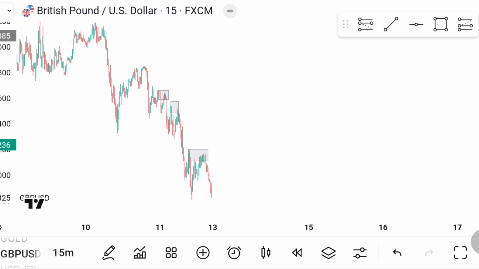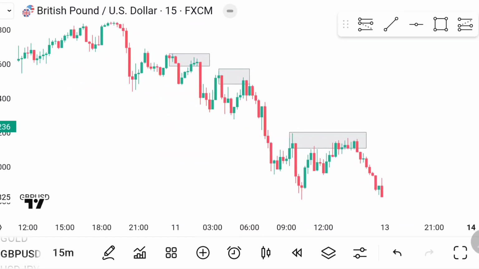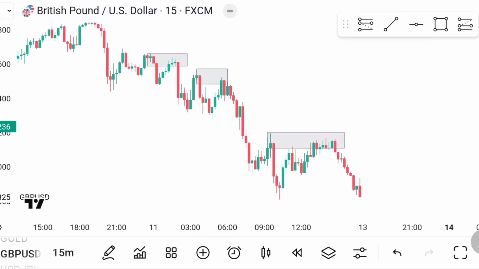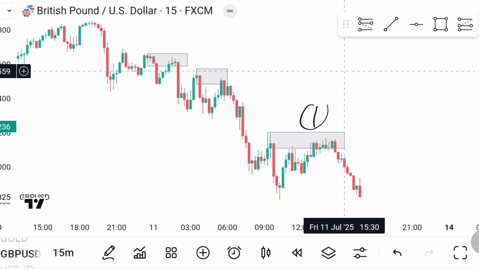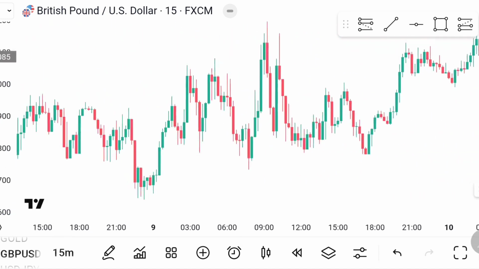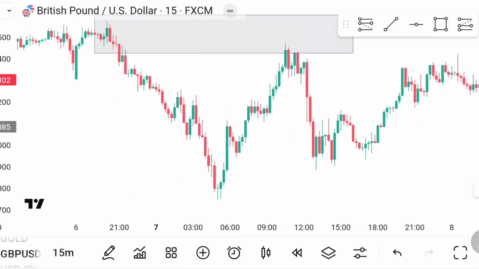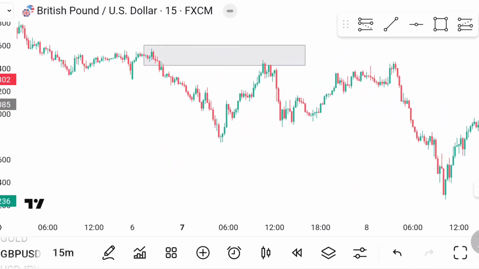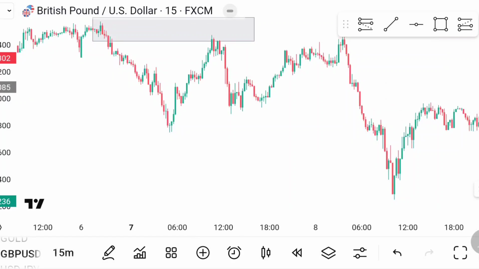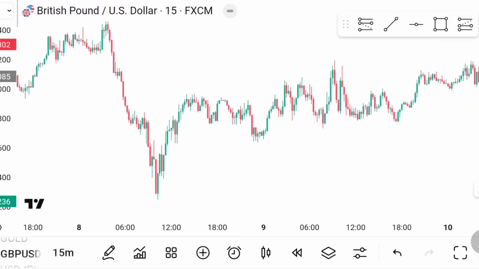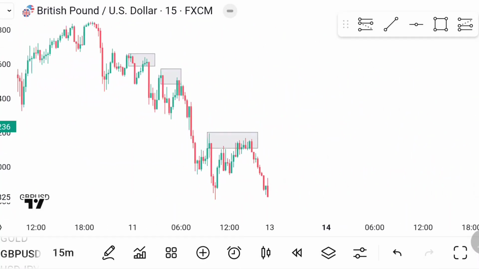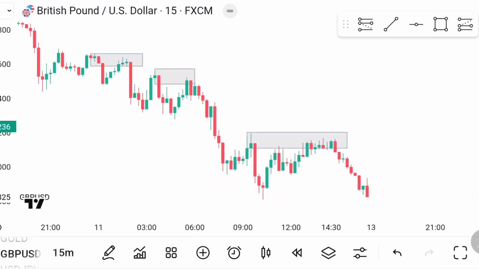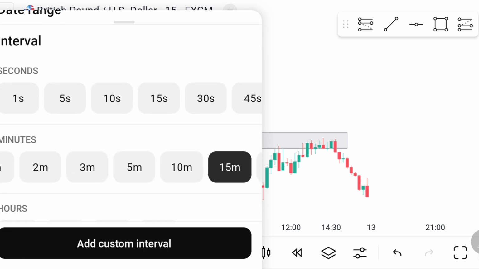Now I've marked some zones. These are supply zones. I'm also going to be showing you demand zones. These are some supply zones. This is 1, this is 2, this is 3. There's another one as well I want to show you. It's somewhere around there. Okay, this is another one as well. So let us go on a lower time frame. We are currently on the 15 minute time frame. Let us go on the 1 minute time frame so we can see how we could have entered these trades.